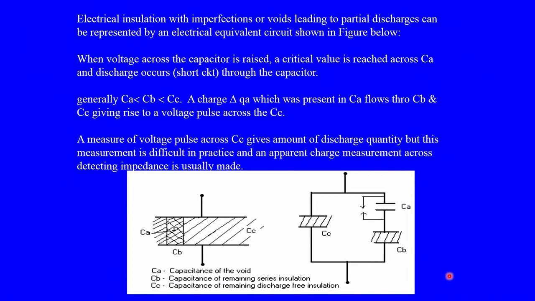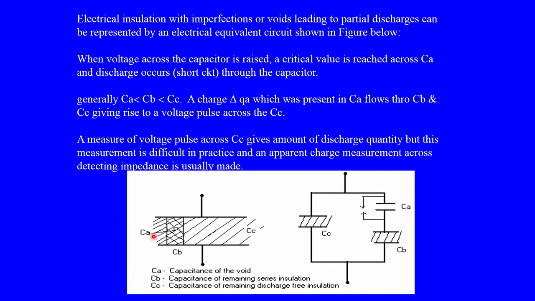How are partial discharges estimated or calculated? In electrical insulation with any imperfections which is not properly done or has voids, this could lead to partial discharges. The insulating material could be represented by a simple equivalent circuit as shown in the figure below. This has CA, CB and CC. CA is the capacitance of the void which is assumed, or any imperfections existing in the insulating material. CB is the capacitance of the remaining series insulation along with CA. Then CC is the remaining discharge free insulation.